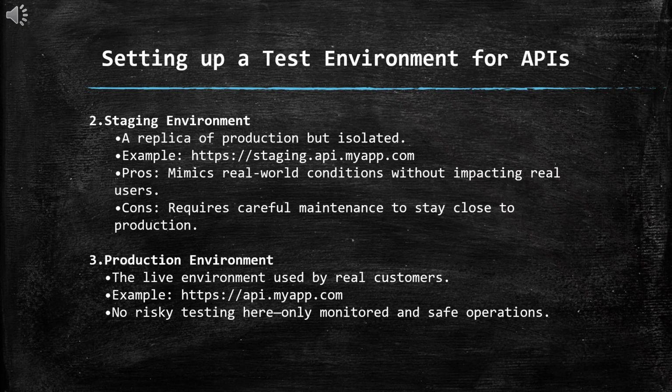The production environment is the live environment used by real customers, for example https://api.mmap.com. No risky testing should ever be done here.